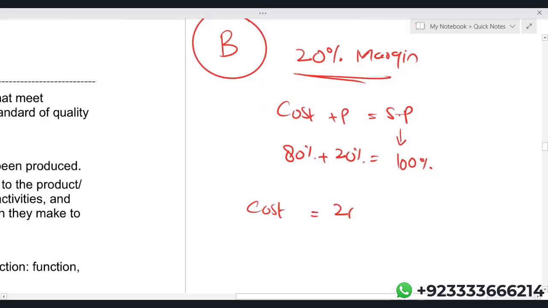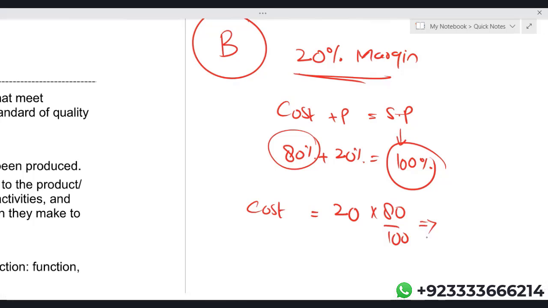Selling price is 20, which now represents 100%. Now we need cost, which is 80%. So 80 upon 100, so 20 multiplied by 80, then 100, I'm getting 16. I hope now everyone should have a really good idea how we deal with the term markup and how we deal with the term margin.